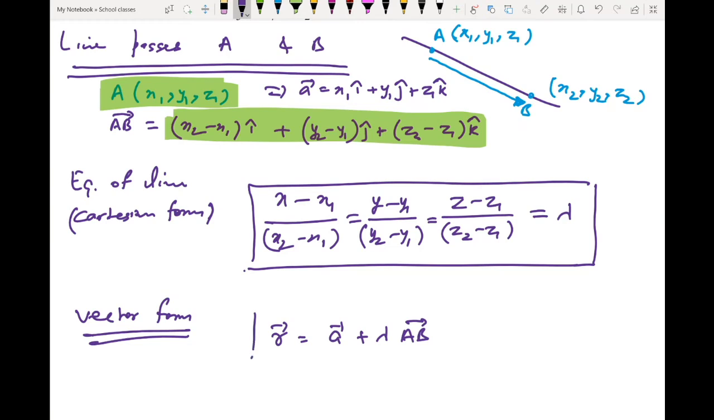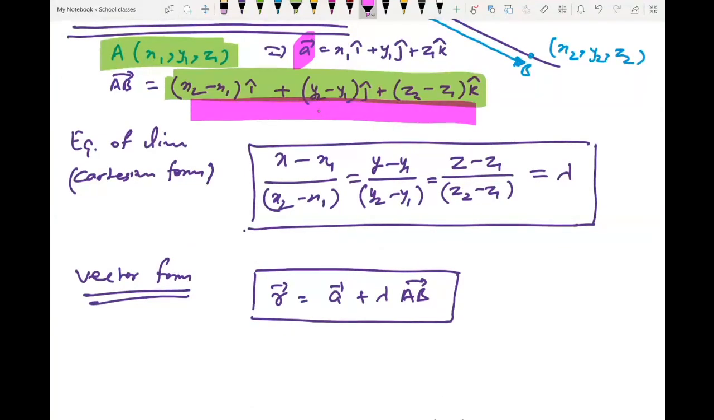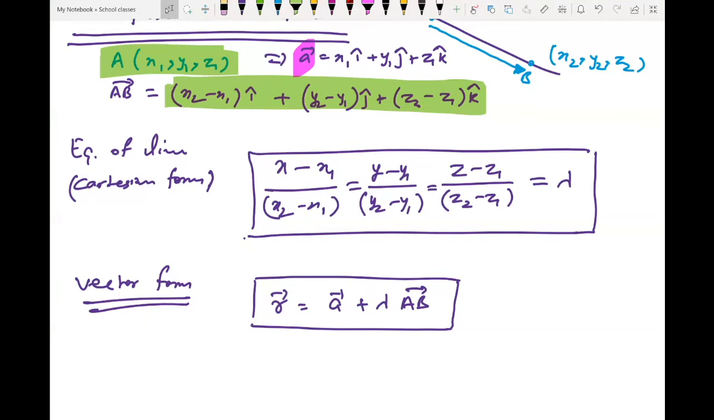So this is the formula. Nothing new. First of all, find the AB vector, and you have a point, the first point. From there you can find the A vector. Now here you can write this. That's it. I'm taking a question. Everyone has to do this question.